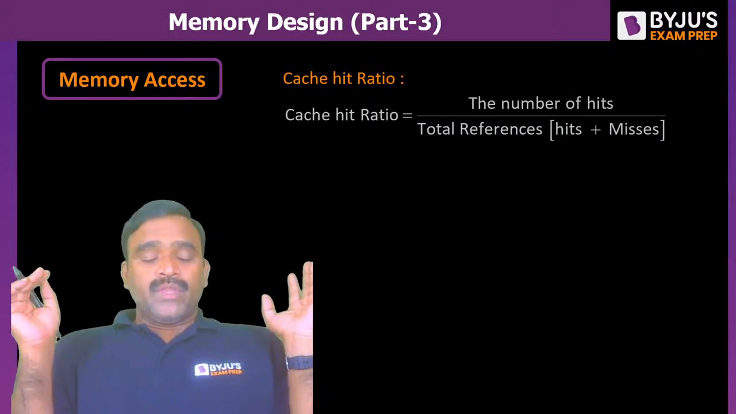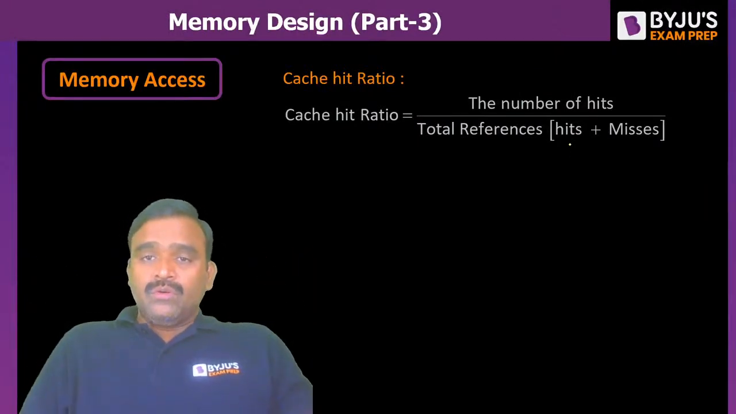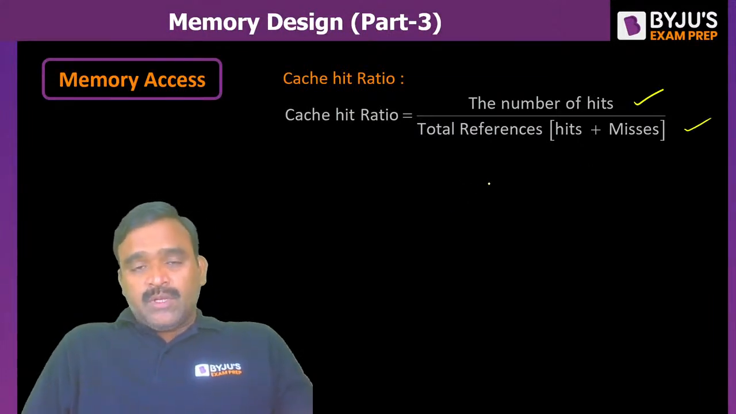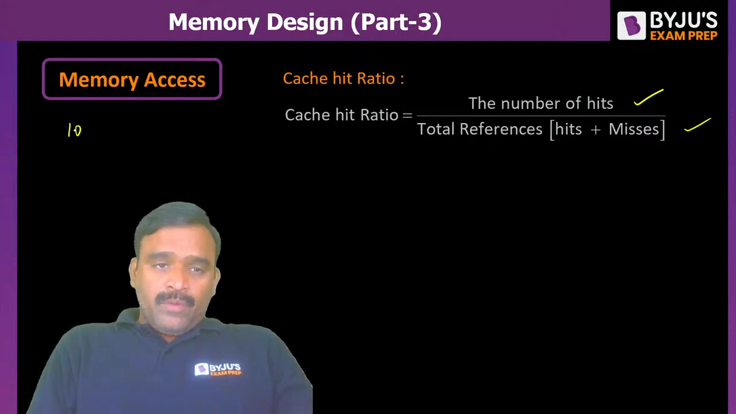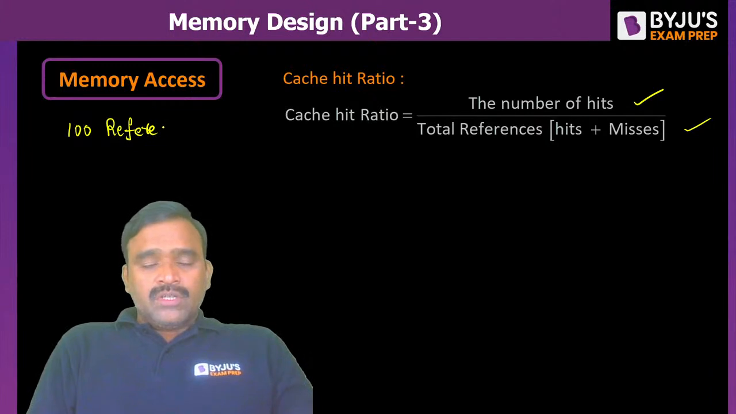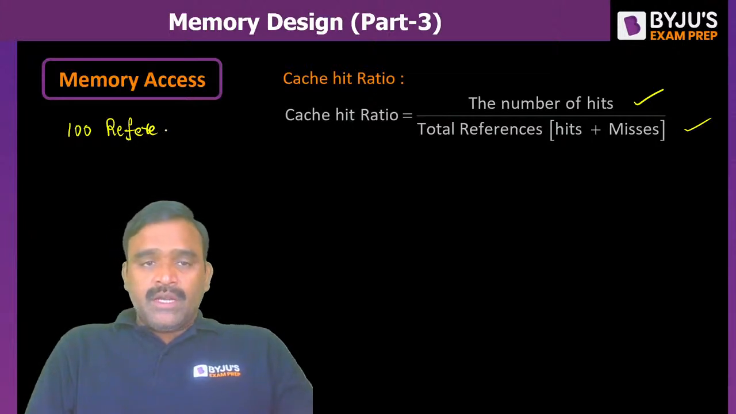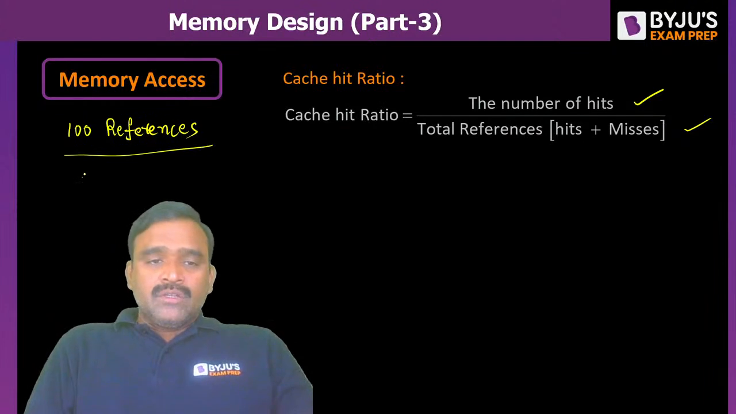is 90%. So cache hit ratio is equal to the total number of hits divided by total references, hits plus misses. Say, if you make 100 references to the cache, of course, if there is a miss in the cache, you have to go to the next level. That depends on the number of levels available at that instant of time. So if you make 100 references, 90 times it is a hit.